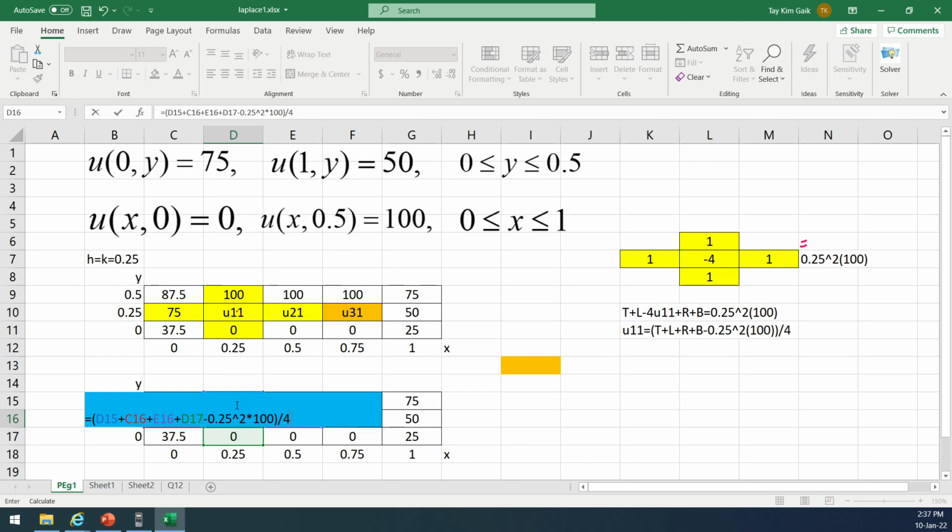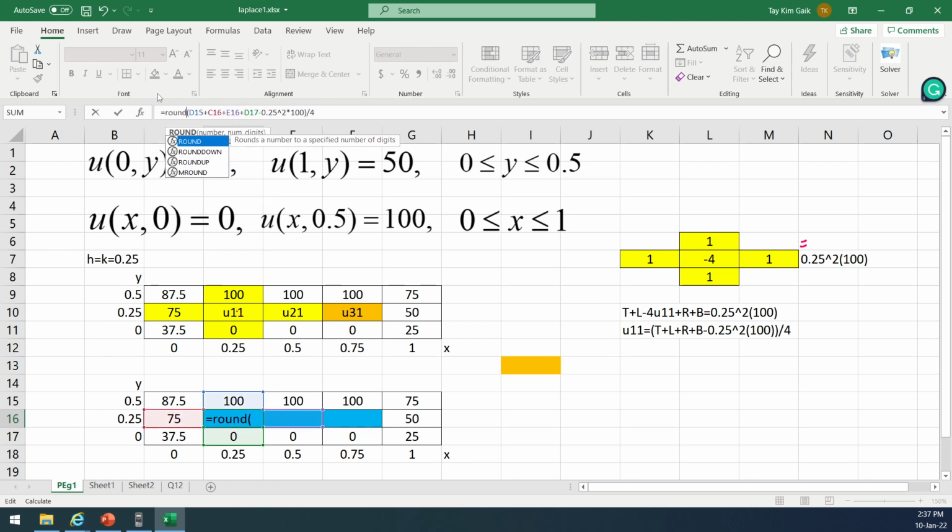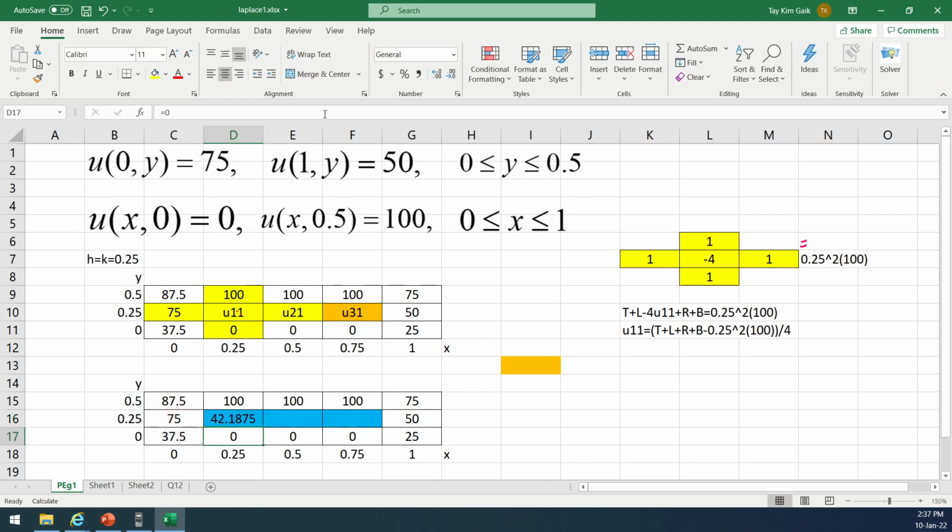Starting actually at D16. So left is C16, right is E16, top is D15, bottom is D17, minus h squared times the function s(x,y), which is 100. Make sure you bracket and divide by 4. You may round it, to compare with the manual solution, where we perform the calculation using 4 decimal places.